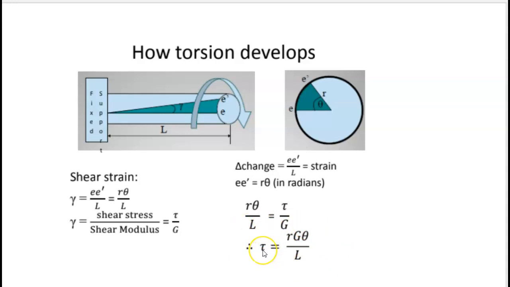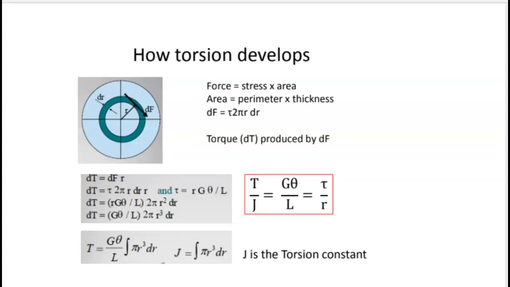And I will explain what the T is. L is the length, theta is the angle, G is the modulus, R is the radius, and tau is the shear stress. Okay. Moving to the next one. How does the torsion develop in a structure?